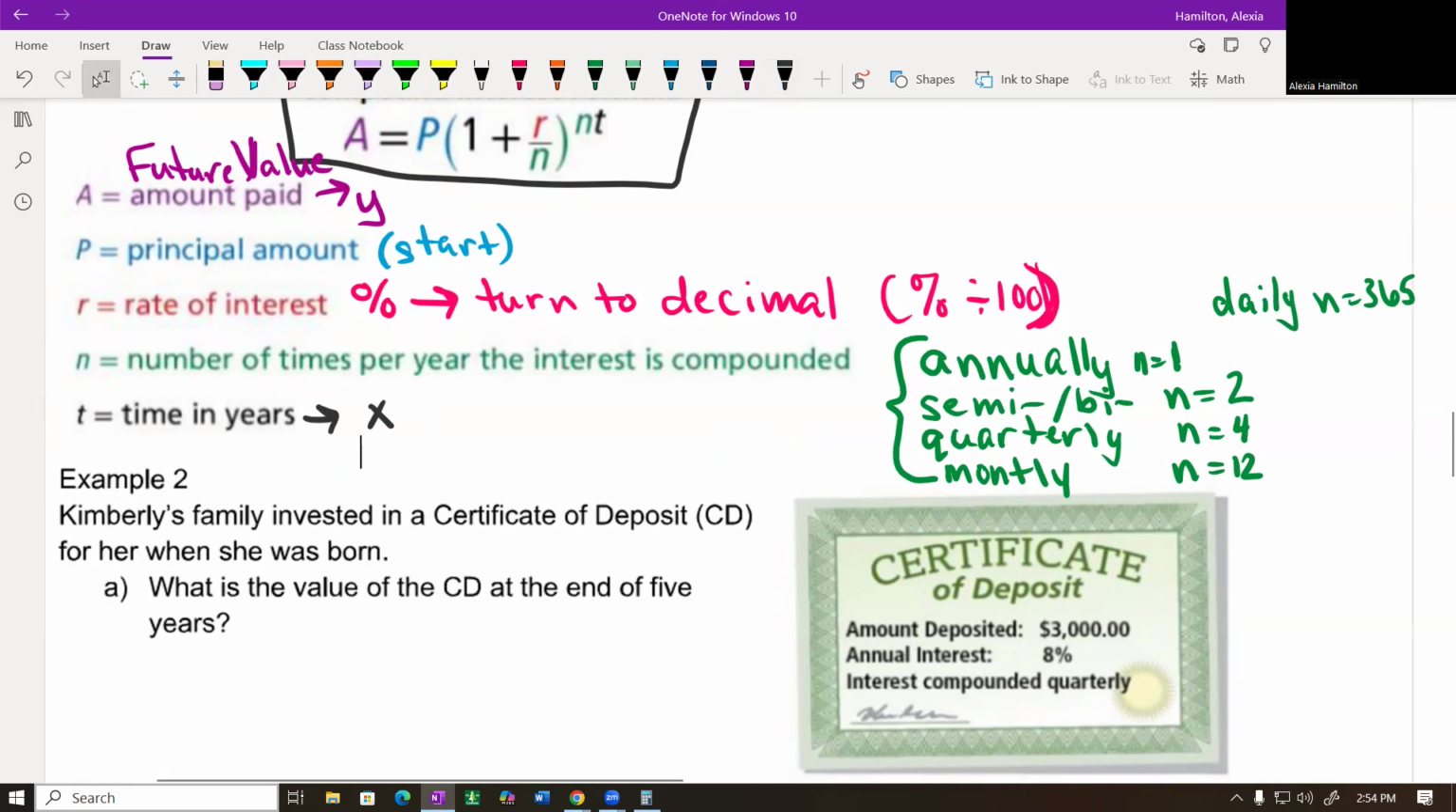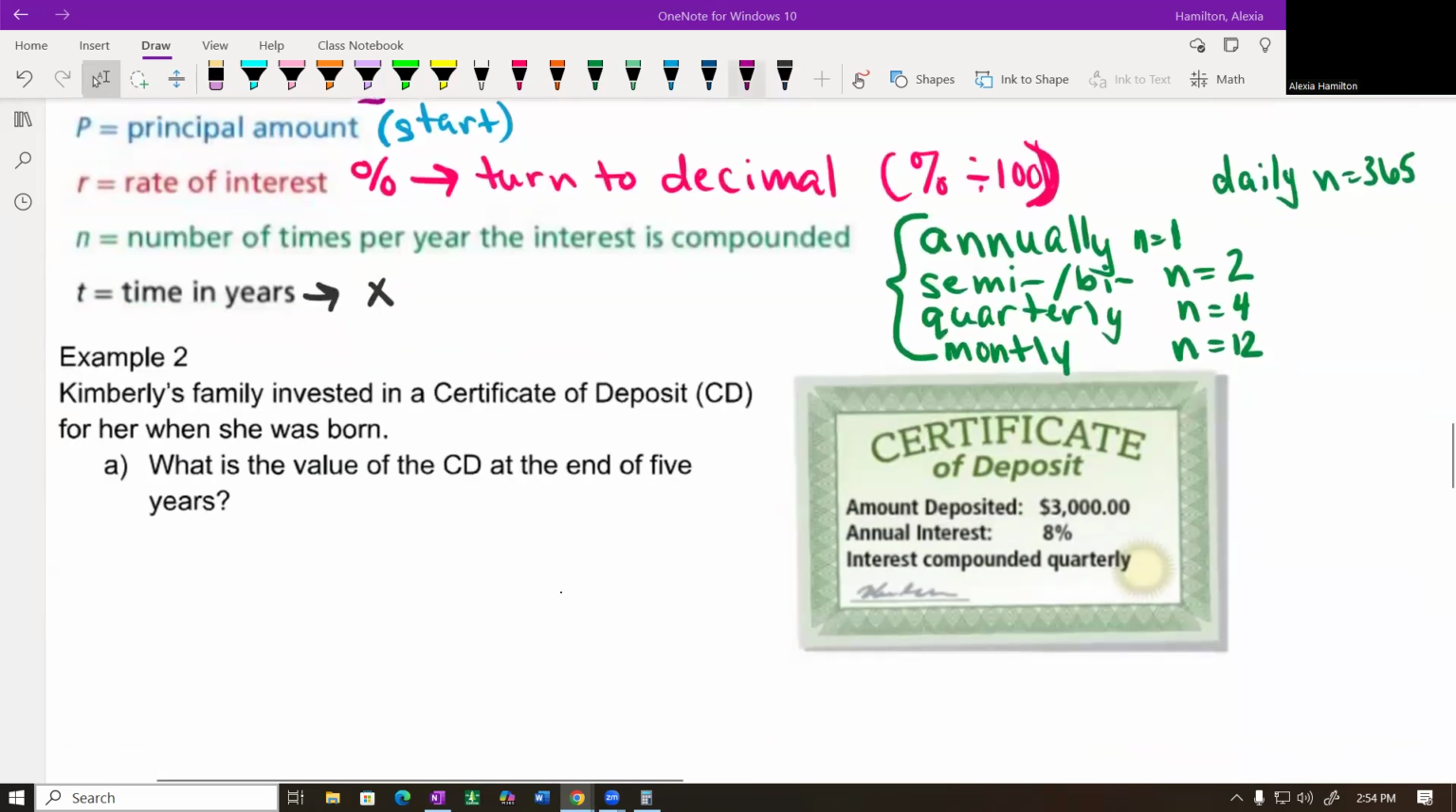Okay, so example number 2. Kimberly's family has invested in a certificate of deposit. All the information is shown in that picture. And we want to know what the value of the certificate of deposit is at the end of 5 years. So I know that my time value is 5. T equals 5. I know when I look at this, my interest is compounded quarterly. So my N value is 4.